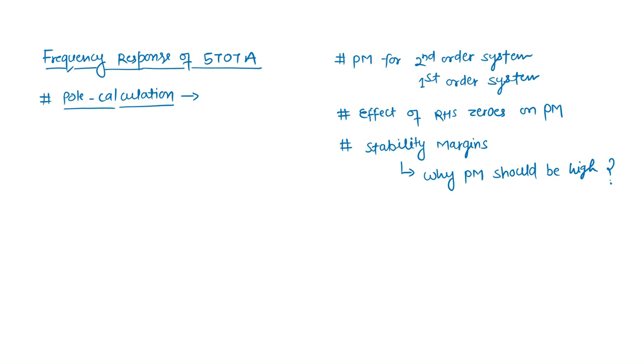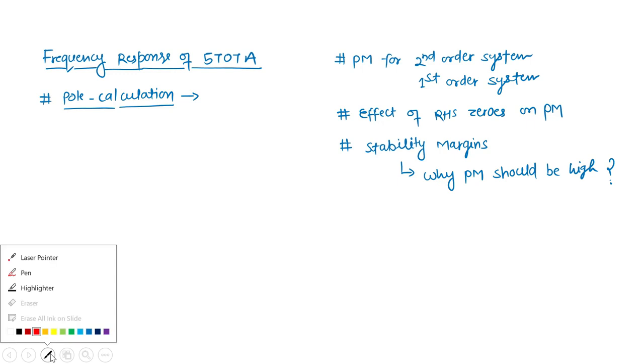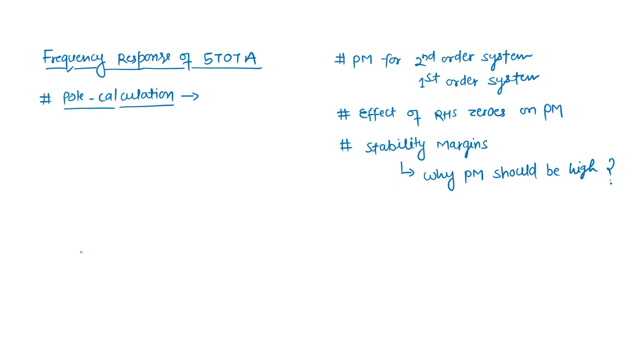Hello everyone. So till the previous video we have seen the zero calculation and we have taken few cases for the zero calculation. Now in this video, in starting I will take how to calculate the poles by inspection, and after that writing the transfer function, that we have already seen in previous videos. And then we will analyze the frequency, or you can say stability margins, the phase margin, which is a very important parameter here.